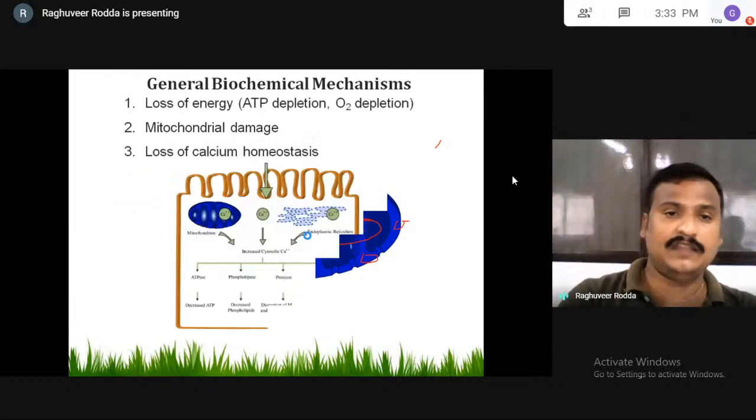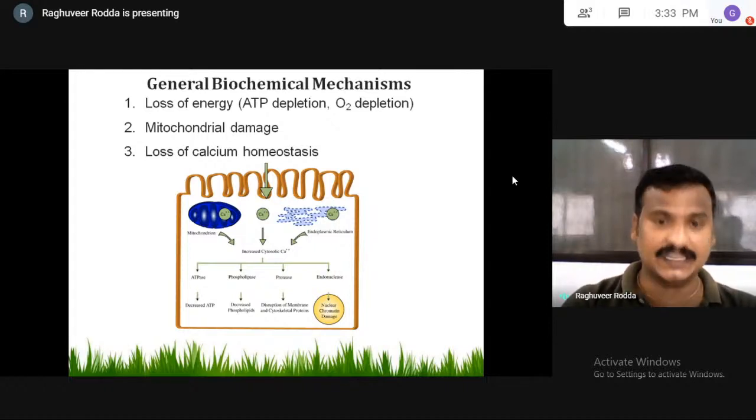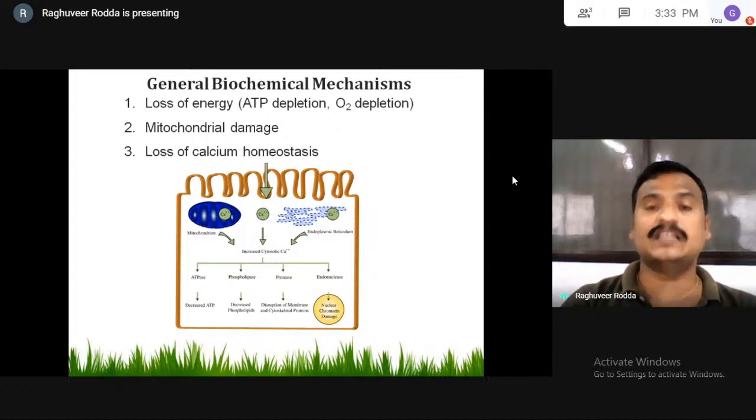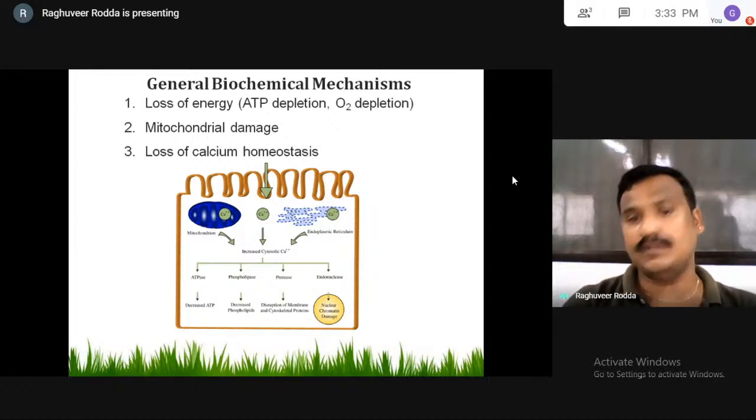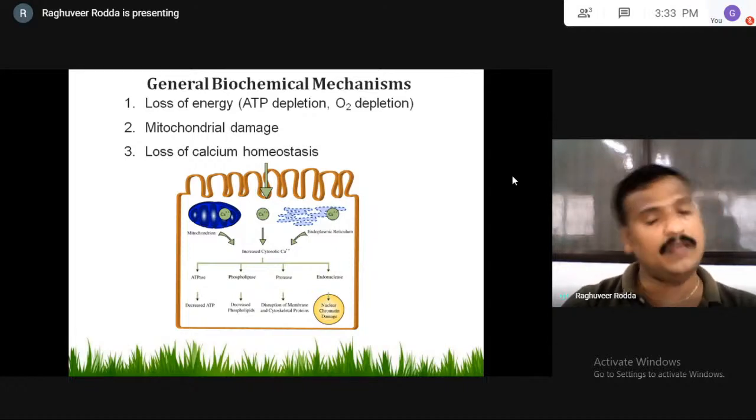And the third important mechanism is a loss of calcium homeostasis. This is another important mechanism, because calcium is a very important ion which leads to the exocytosis process, the efflux of the cellular content, leaving of the cell contents from the intracellular to the extracellular region. Generally, intracellular calcium concentrations are maintained at low levels, but ATP depletion takes place.